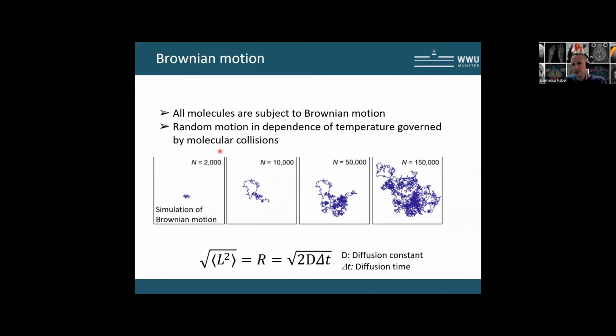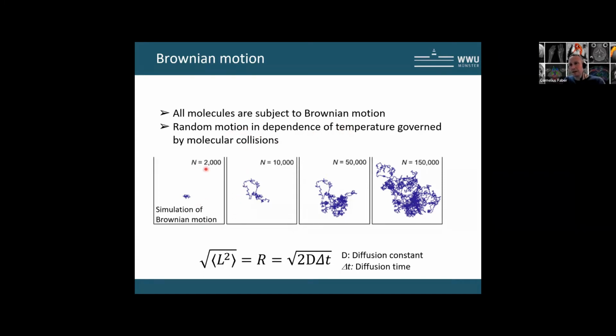This simulation just simulated here 2,000, 10,000, up to 150,000 of these random displacements, which in the body of your patient or your subject or your animal come from molecular collisions, which depend on temperature and which are basically random.